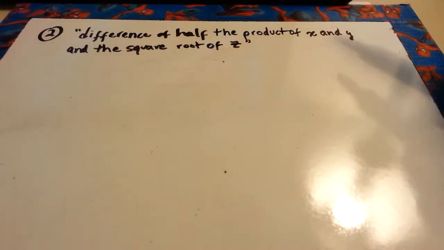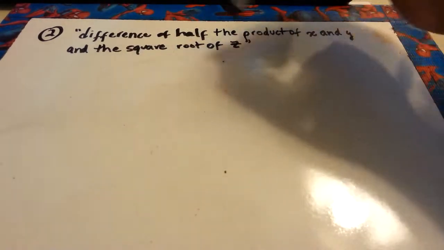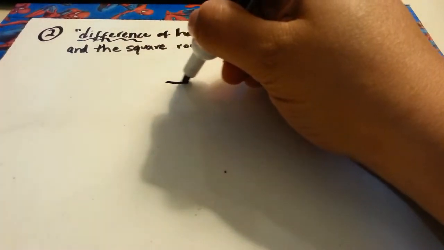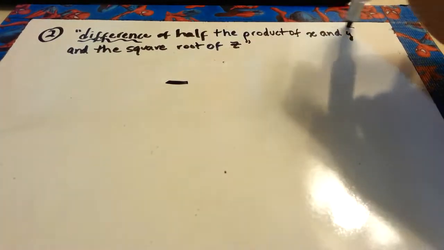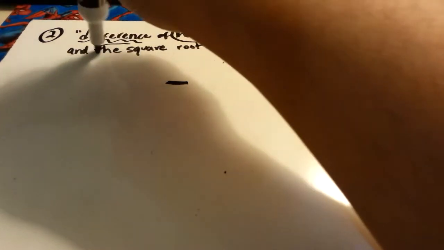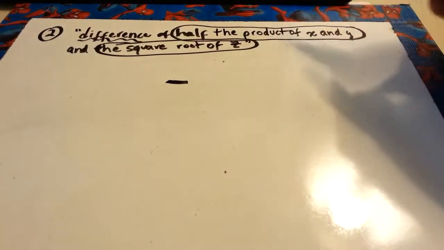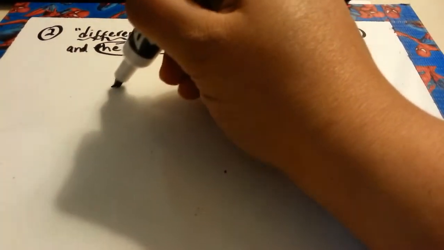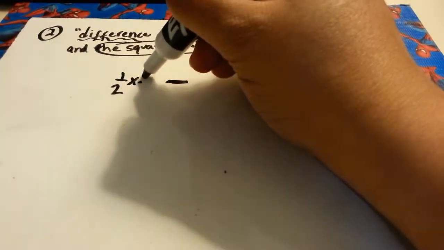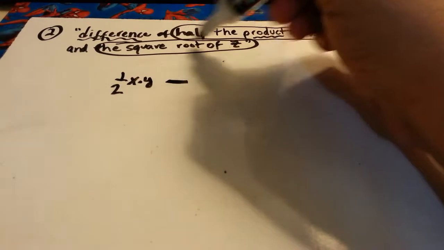Alright, question number 2 asks, what is the difference of half the product of x and y and the square root of z? Well, difference implies that you're going to be subtracting 2 things. What are those 2 things? Well, the first thing is this. It's the difference of this minus this. So how do you write half the product of x and y? Well, half the multiplication, because that's what product means, half the multiplication of x and y, minus, what's the second thing? The square root of z.